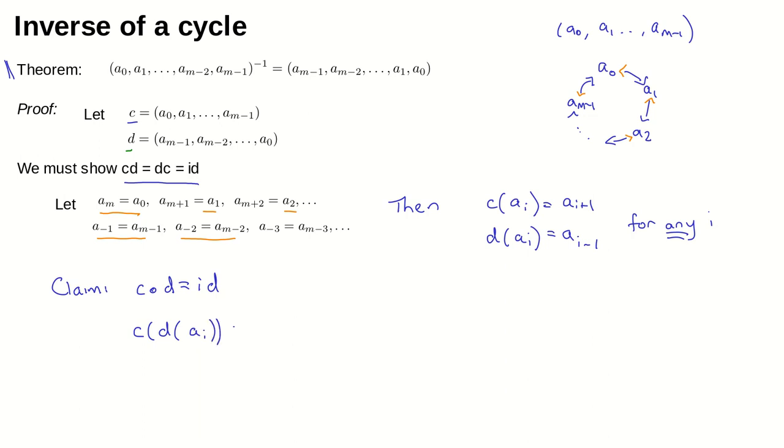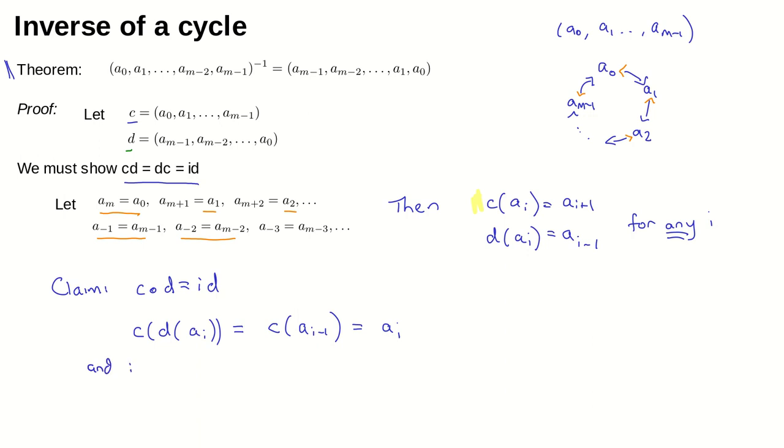C of D of Ai is equal to, well, because I made this clever choice of notation, this is just C of Ai minus 1. And I don't have to think about a bunch of special cases, what might happen if i was m minus 1, or what might happen if i was 0. I can just say that no matter what i is, D of Ai is Ai minus 1, and C of Ai minus 1, looking at what I did just here, is Ai again. So C composed with D applied to Ai is just Ai again.